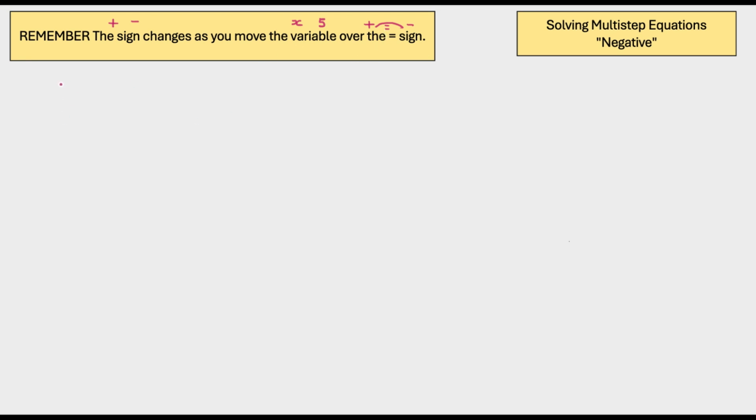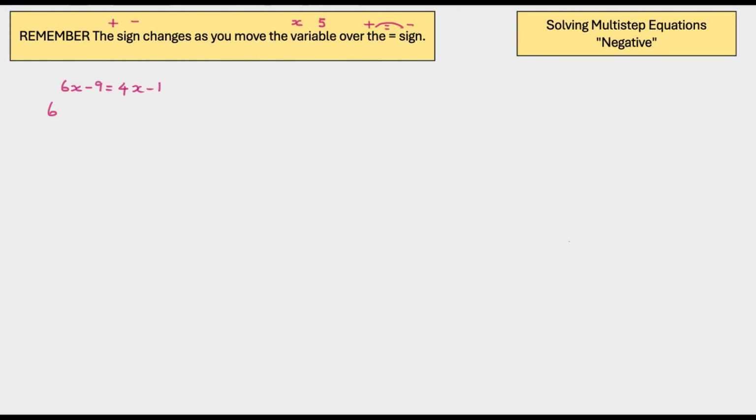So by doing this one first, as an example, we have 2x minus 9 equals 4x minus 1. Okay, so we're going to use these rules I've just said to you. And the sign changes as you move the variable over the equal sign. So in this case, our variable, our letter is x. Like I've said previously, I tend to take the smaller number over to the biggest number. It just makes life easier, simpler. So we're going to take this 4x over the equal sign.